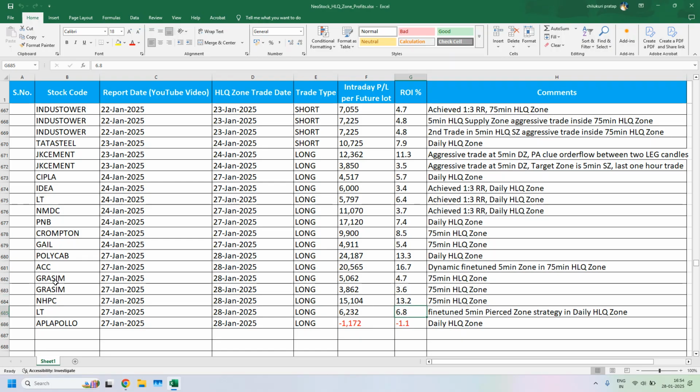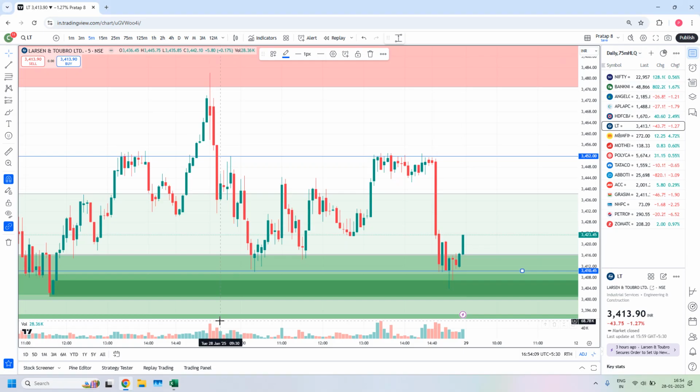And the next one is Grasim. In Grasim, we got a couple of trades. And one trade is very interesting. Many of you might have ignored the trade, but why we should not ignore it, I will explain. The second trade is definitely one you will take.